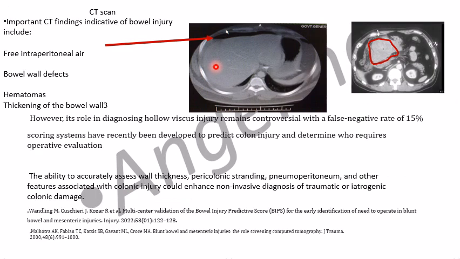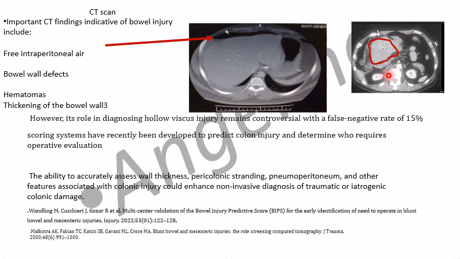So what about CT scan? You can find free intraperitoneal air. There can be bowel defects, a whole lot of things. Now, the ability to grossly assess the wall thickness and pericolonic stranding has its limitations. So it's not that easy.